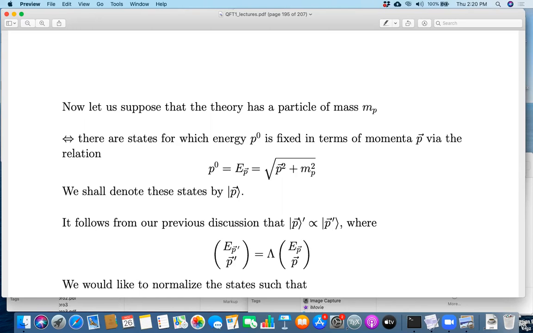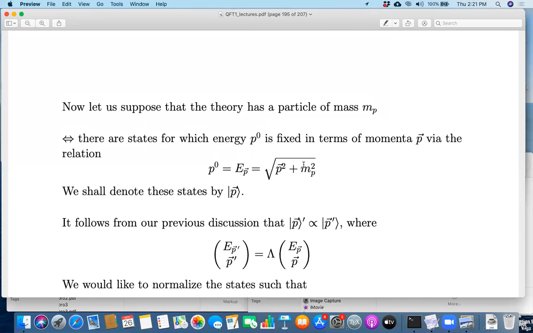If it has a class of states which are characterized by a single momentum p, a simple continuous variable, or a set of three continuous variables p1, p2, p3. These are the momentum eigenvalues of this state, and those states should have the property that if the momentum eigenvalues are fixed, then their energy eigenvalue is automatically fixed, and the relationship between the energy and momentum should take this form, for some constant mp. And if we find states of this kind in a given theory, we'll say that the theory has a particle of mass mp.